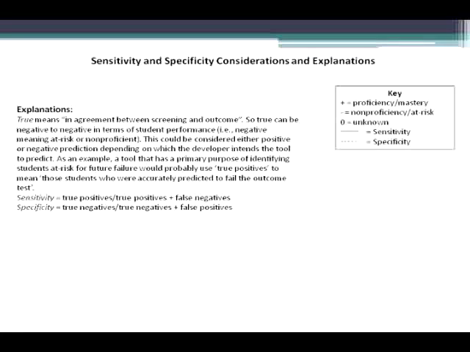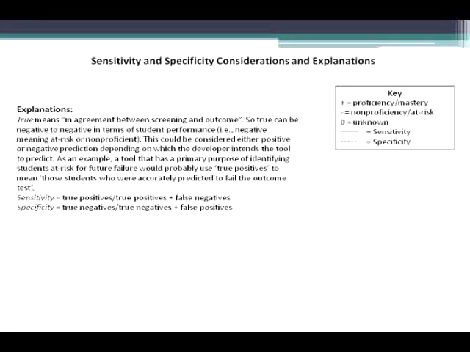So in looking for positive, if the publisher is looking to predict deficiency or risk, non-proficiency, then as they report a positive prediction, it may be positively predicting a negative outcome, such as failure or non-proficiency.